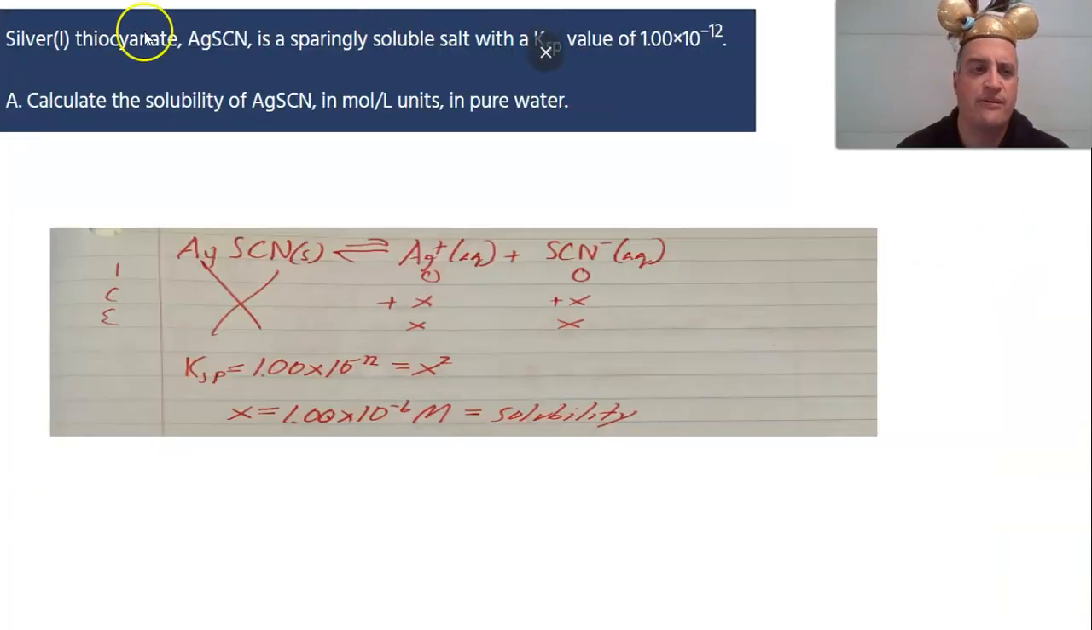A different example, silver thiocyanate, very low Ksp value. Calculate the solubility in moles per liter, what we call molar solubility. Again, RICE table, very simplistic. I got my Ksp, x squared, square root of that. I have my molar solubility. Your molar solubility, keep in mind, is going to be higher than your Ksp. Okay? It's always going to be higher because you're doing some square root or other funky stuff to it, whereas the Ksp is only going to get smaller.